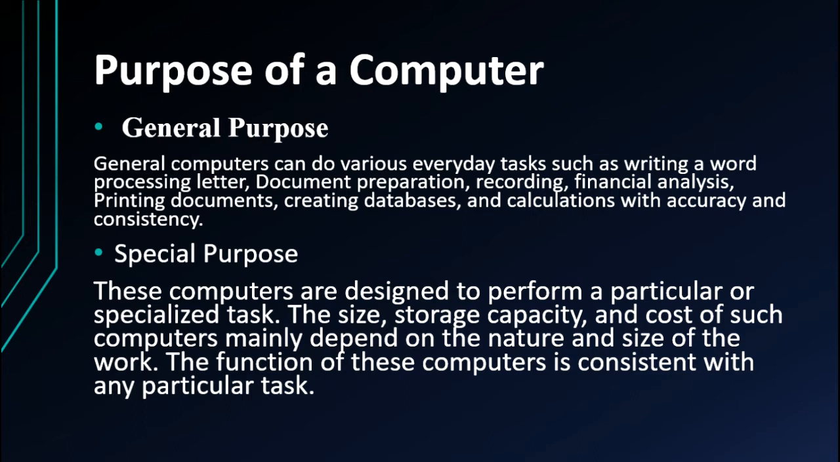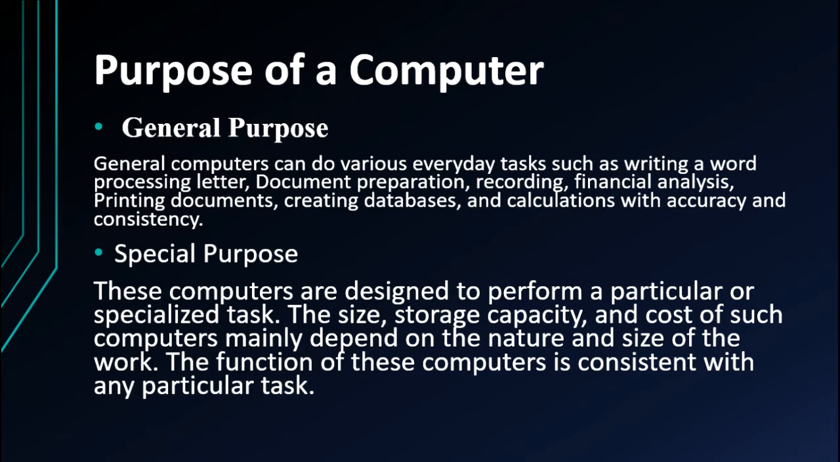Other than that, we have our special purpose, which is mainly used for special tasks like programming, video editing, web developing, troubleshooting, and many more. Those types of computers have high capable specs, like Ryzen 7, Ryzen 5, Ryzen 3, i5, i7, i9, and many more. That is the main special purpose of a computer.